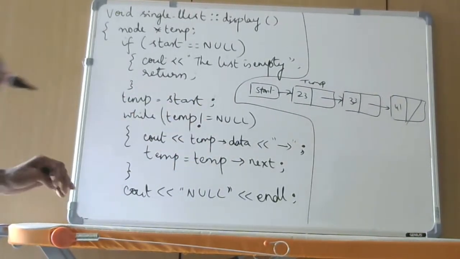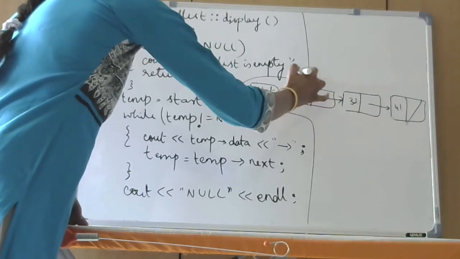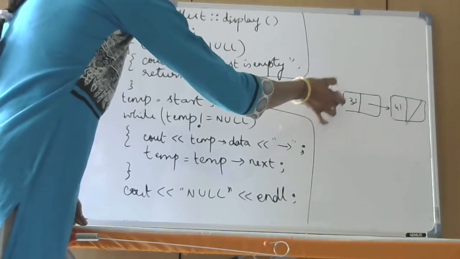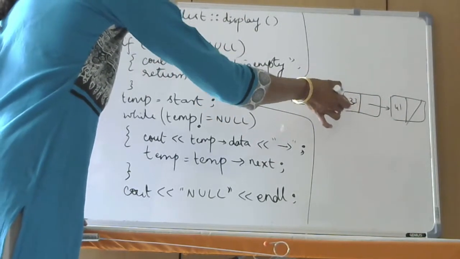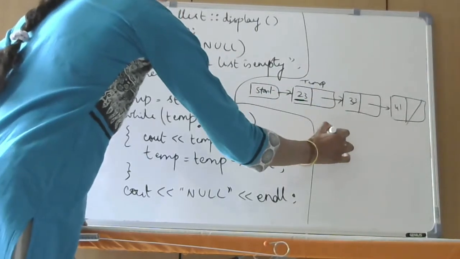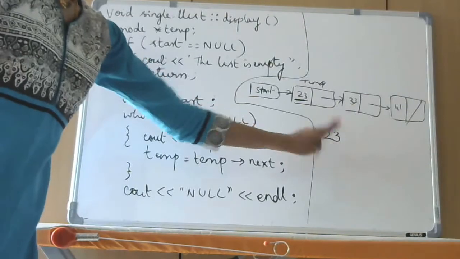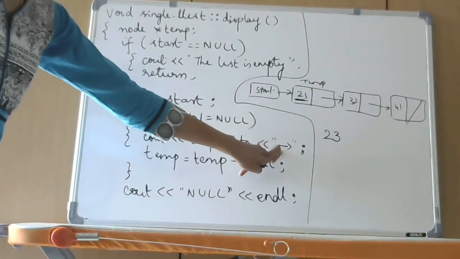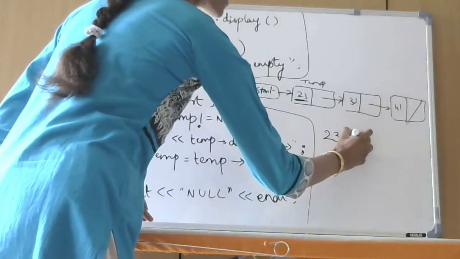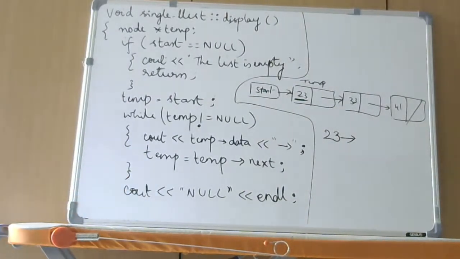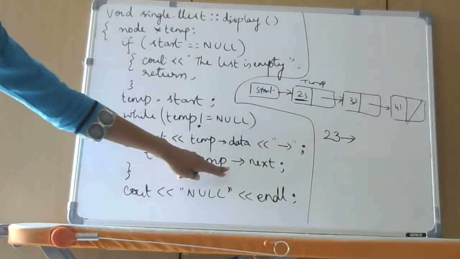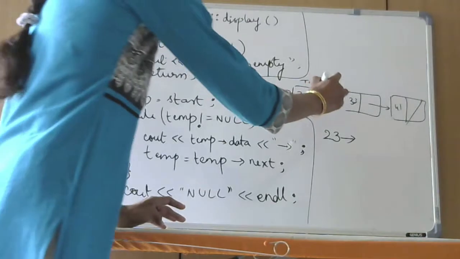temp of data. So now this is the temp. Temp is not null because it is pointing again to the next node. What is temp of data? Temp of data is 23. Cout temp of data means it is going to display 23. Then what I did, I have put an arrow so that it looks like a linked list. Okay, that's why I did that. Then temp is equal to temp of next.